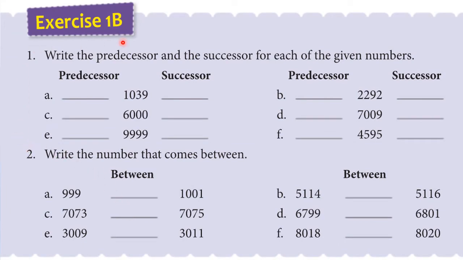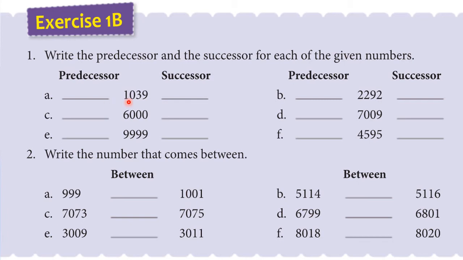Exercise 1B. Here also we will find predecessors and successors of the given numbers. A, the number given is 1039 and we have to write its predecessor and successor.